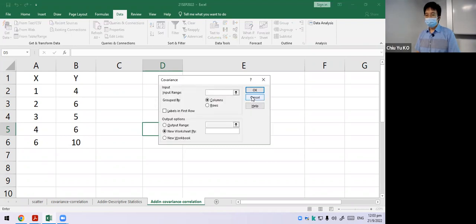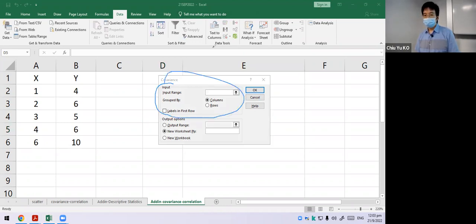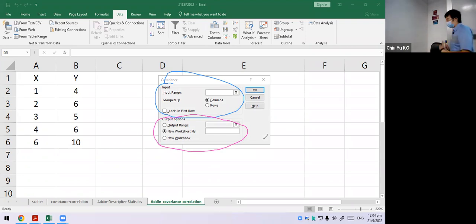Covariance, again, is divided into two parts. The first part is asking you to tell it the input. The second part is asking for the output. Even though this panel is rather complicated, it's always divided into two parts: the upper part is input, the bottom part is output. Just tell it where the input is and where the output is, and it gives you the result.